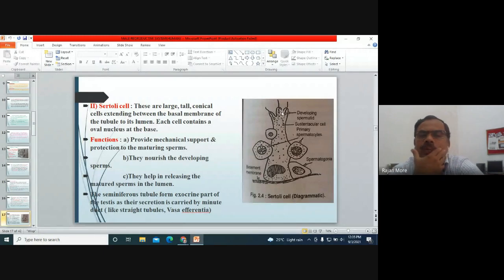So the function of the Sertoli cell is to provide mechanical support and protection to the maturing sperm, and nourishment to the developing sperm, as well as it helps in releasing the mature sperm into the lumen. So these are the functions of the Sertoli cell.